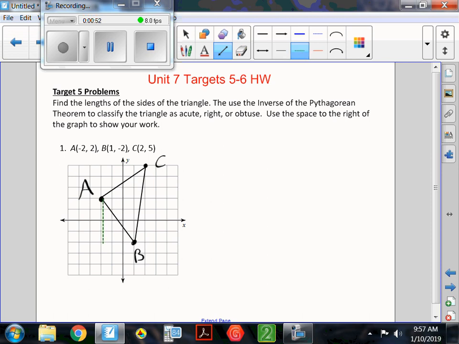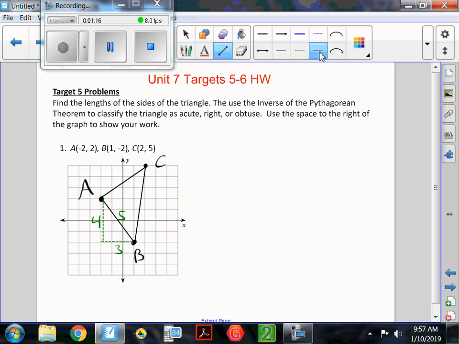So from A to B, I can draw a triangle, and horizontally I have a distance of 3, vertically I have a distance of 4, and I can use the Pythagorean theorem. That's a Pythagorean triple. It's a 3, 4, 5 triangle. So AB is going to be equal to 5.